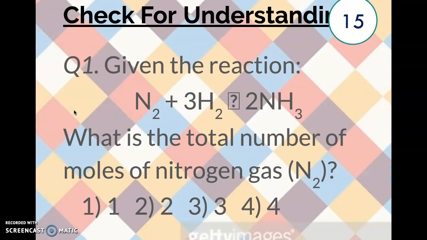So we're going to go through this first question together. Given the reaction N2 plus 3H2 yields 2NH3, what is the total number of moles of nitrogen gas, N2? So how many N2 do we have within this chemical equation? There is no coefficient before N2, so we're going to assume that we only have 1 mole of the entire molecule N2. N2 is a molecule within itself, which states that there are 2 nitrogens. However, we have 1 mole of that entire molecule, N2. So the answer is 1.